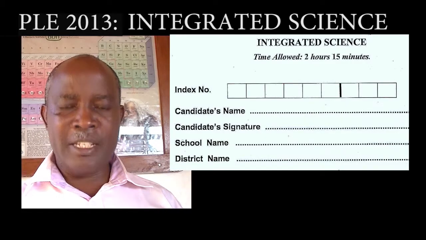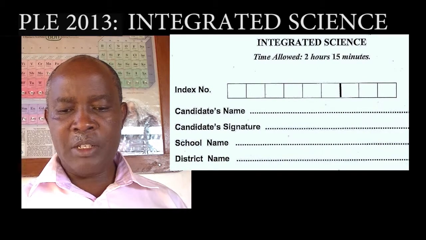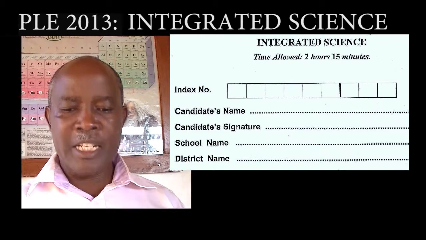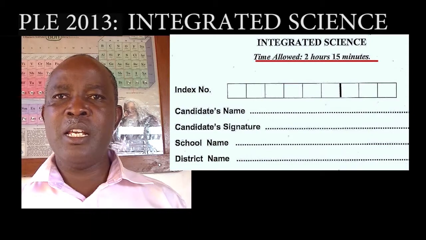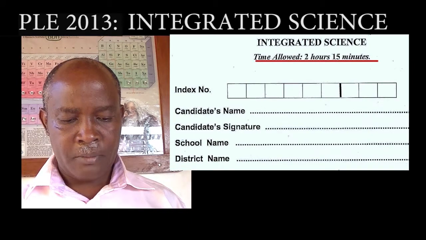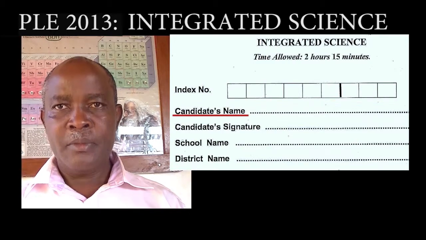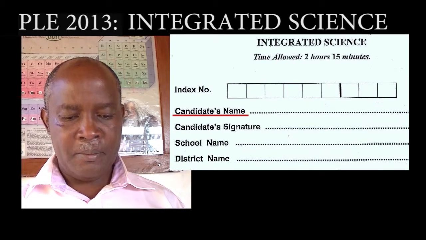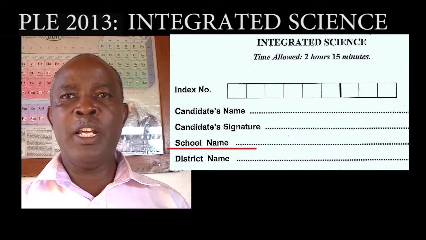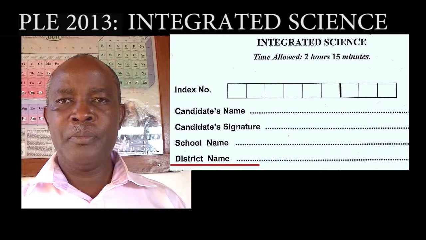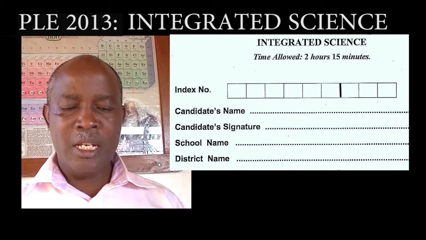Today we are going to revise Primary Leaving Examinations 2013, Integrated Science. Time allowed is 2 hours 15 minutes. You are required to put your index number, candidate's name, candidate's signature, school name, and district name. If you don't put your name, you are unlikely to get your results.